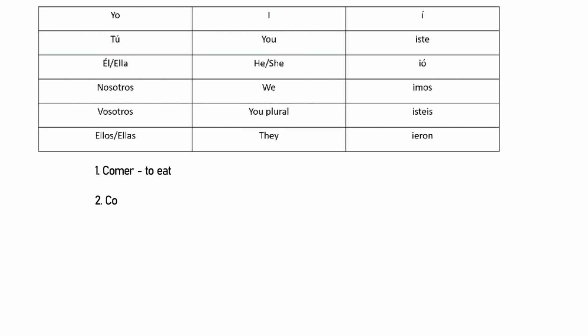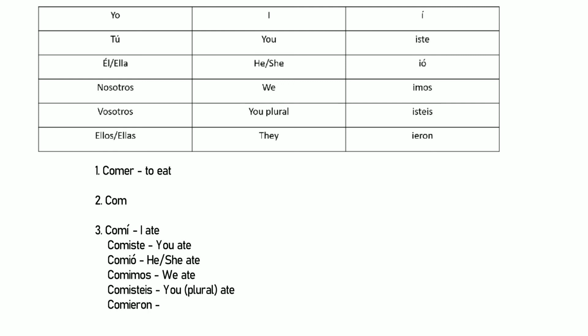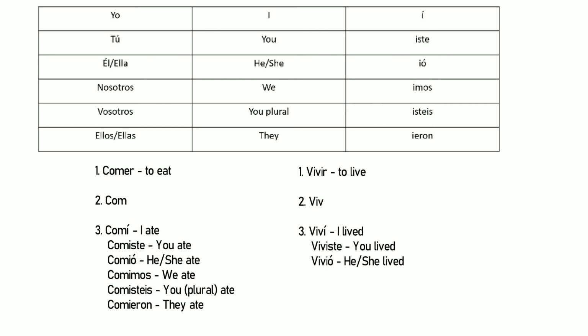So I've taken the verb comer, I've sawn off the ending to leave com, and it goes comí, comiste, comió, comimos, comisteis, comieron. And it's exactly the same for vivir. Saw it off, so it's viv, and then it's viví, viviste, vivió, vivimos, vivisteis, vivieron.